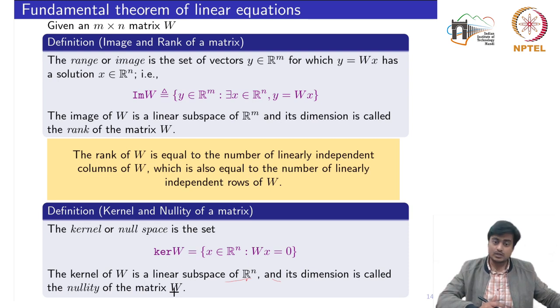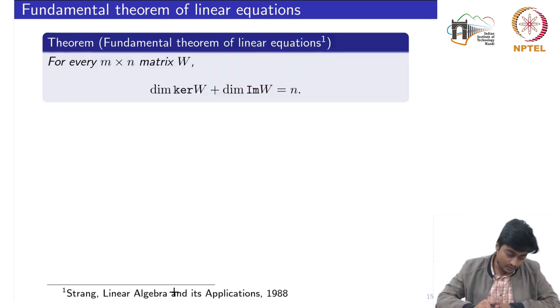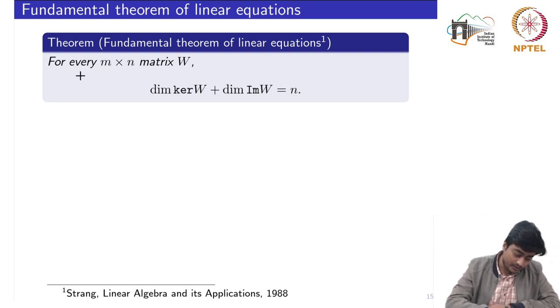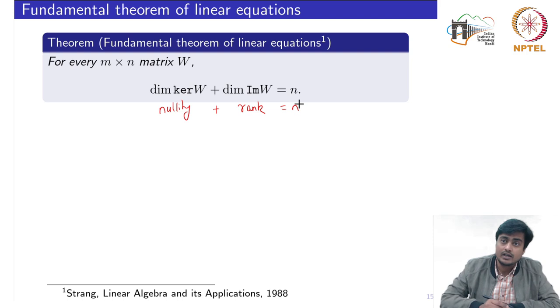After introducing these two subspaces, we are now in a state to state the fundamental theorem of linear equations, which is given here: for every m cross n matrix W, the dimension of the kernel of W plus the dimension of the image of W is equal to the number of columns of the matrix W. The dimension of the kernel we have defined as the nullity, and the dimension of the image we have defined as the rank. So the nullity plus rank should be equal to the number of columns of the matrix W.